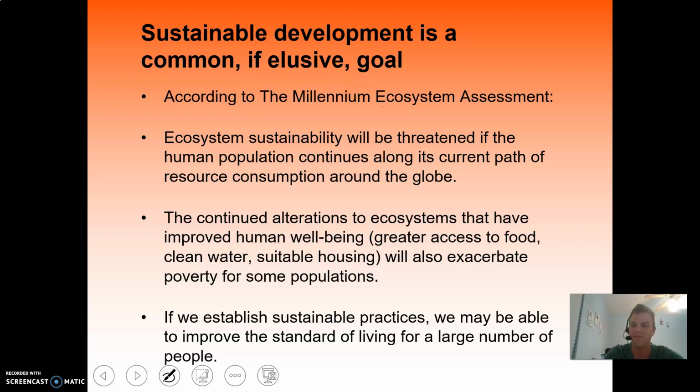So some of the stuff that we've done has been good, right? We have greater access to food, we have clean water, we have suitable housing. However, we need to get more sustainable with what we do in order to mitigate the harmful effects of the things that we've done to make our lives easier. So the bottom line is, if we establish sustainable practices, we may be able to improve the standard of living for a large number of people. So while we have population growth, we do expect it to level off.